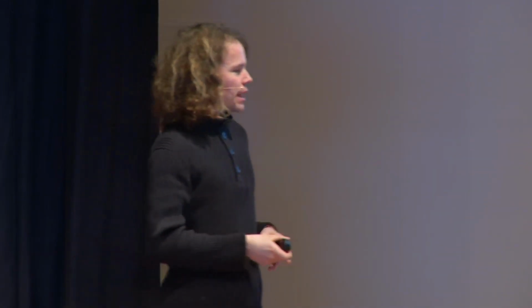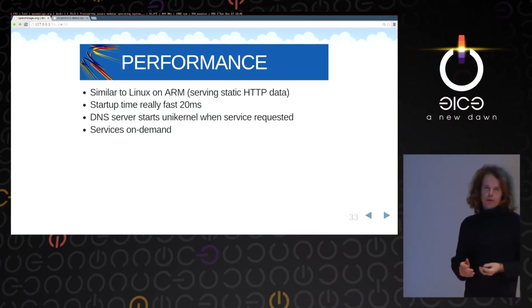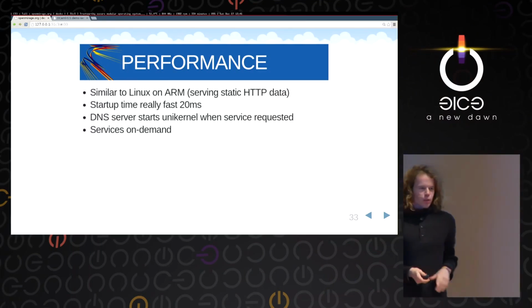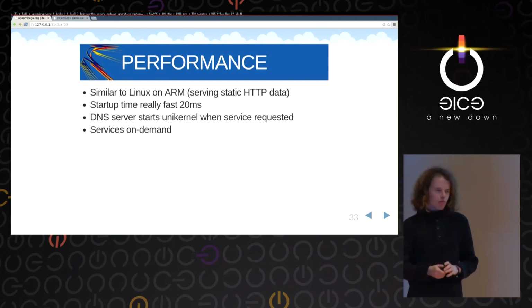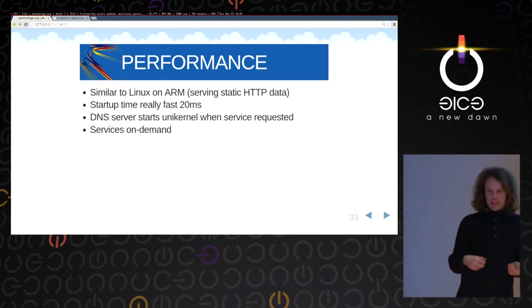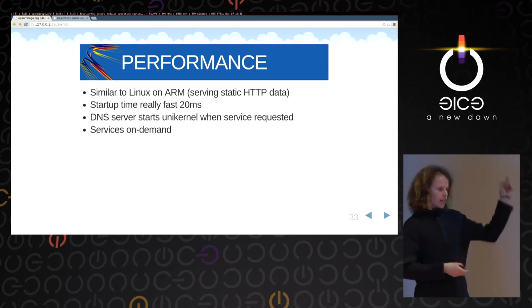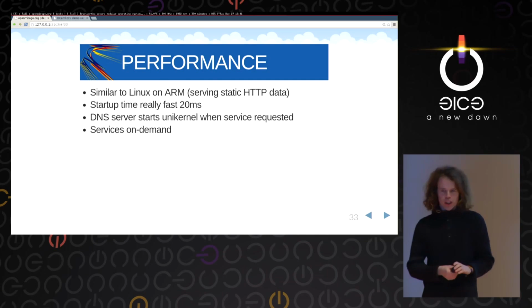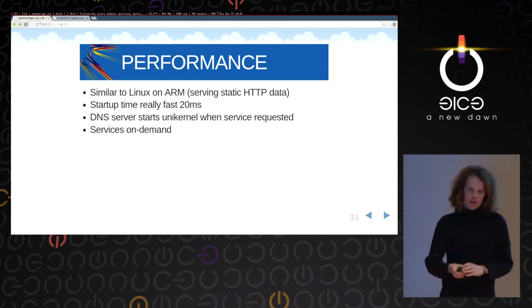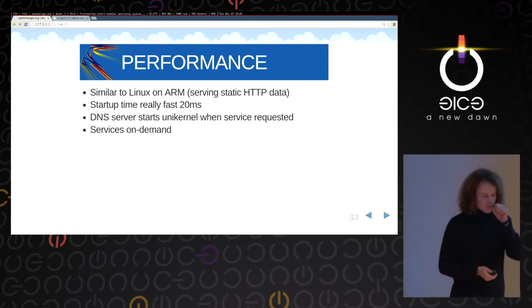What about performance? Well, actually, Thomas Leonard measured the performance of Mirage OS on that CUBIEBOARD I was showing earlier. And it is similar to Linux on ARM when we serve static HTTP data. And that is Linux and Mirage OS running as a virtual machine on Xen on CUBIEBOARD.